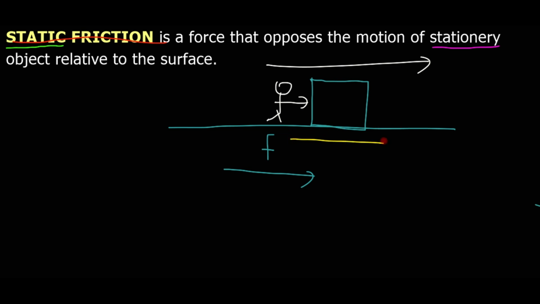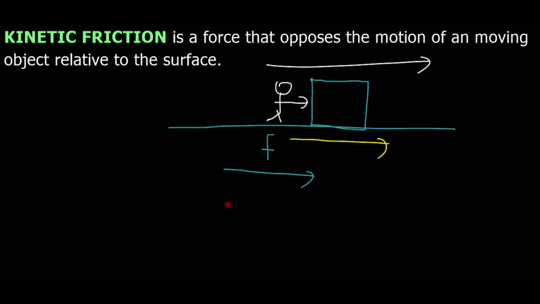The moment this object moves, it will now experience what we call kinetic friction, because the word kinetic means motion. Based on the definition, a kinetic friction is a force that opposes the motion of a moving object relative to the surface. Now this force is greater than the force of this object, because now it will move. It's important to understand that kinetic friction is always less than the static friction.